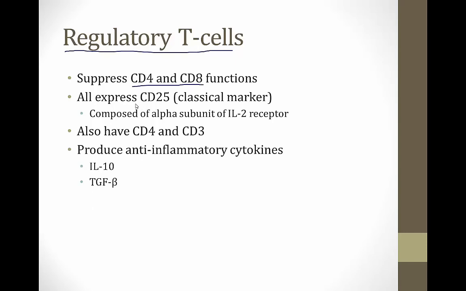They all express a molecule called CD25 on their surface. This is the classical marker of regulatory T cells, and it's made up of pieces of the IL-2 receptor. All the regulatory T cells have CD4 and CD3 molecules on their surface, and they're known to produce anti-inflammatory cytokines. And remember, IL-10 is a very important anti-inflammatory cytokine, and another one is TGF-beta.